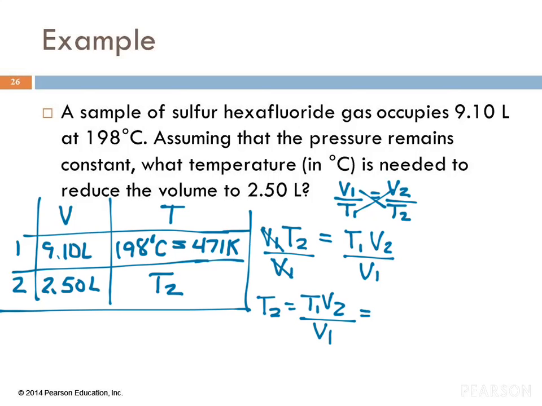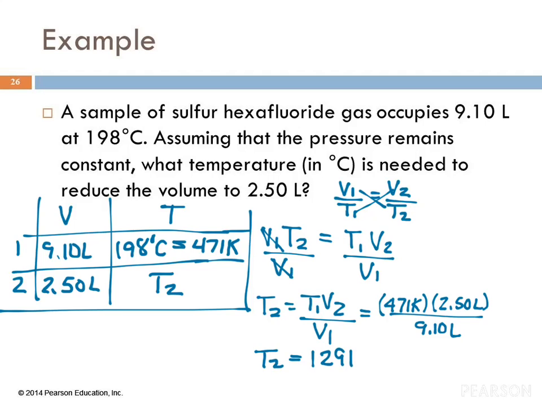Okay, so now we take our numbers. We're going to use the Kelvin temperature, 471 Kelvin, and volume 2, and volume 1 goes on the bottom. We're reducing the volume. Is the temperature going down or going up? It's going down. So 471 times 2.5 divided by 9.1. 129. Well, what's the unit on that? Kelvin.